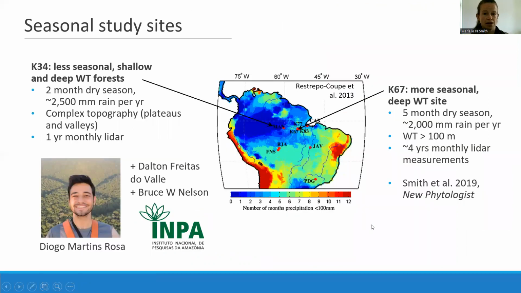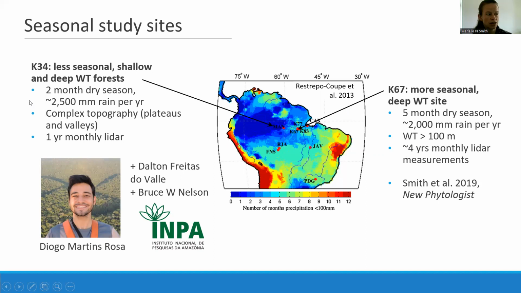So within this large database, we are lucky to have a couple of sites where we have multiple measurements, specifically taking every month, so we can look at this seasonal question. We already published the data from one of the sites, which is a deep water table depth site, quite a seasonal site with a 5-month-long dry season, called Kilometer 67 in the Tapajos National Forest. This was published in 2019 in the New Phytologist.